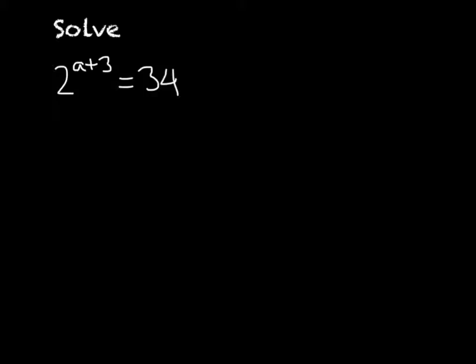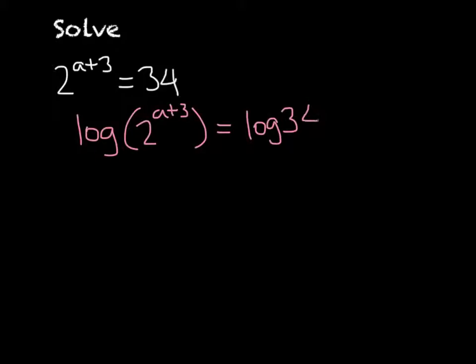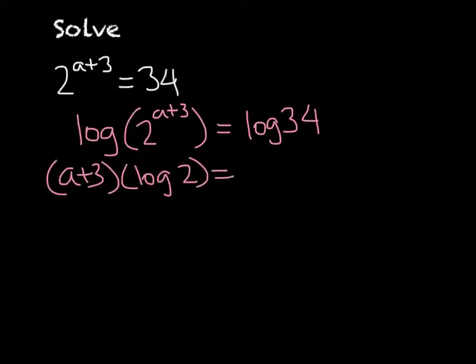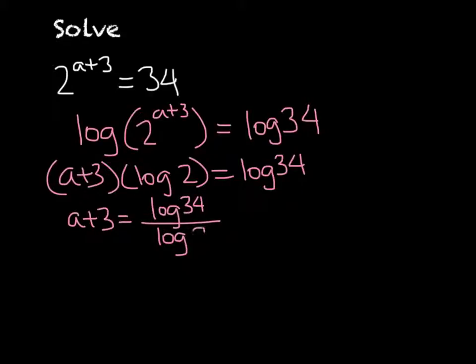Solve 2 to the a plus 3 equals 34. I'm going to take the log of both sides of this equation, and then using the power rule we can bring down a plus 3 and multiply it by log of 2. So now we have that a plus 3 equals log 34 over log 2.